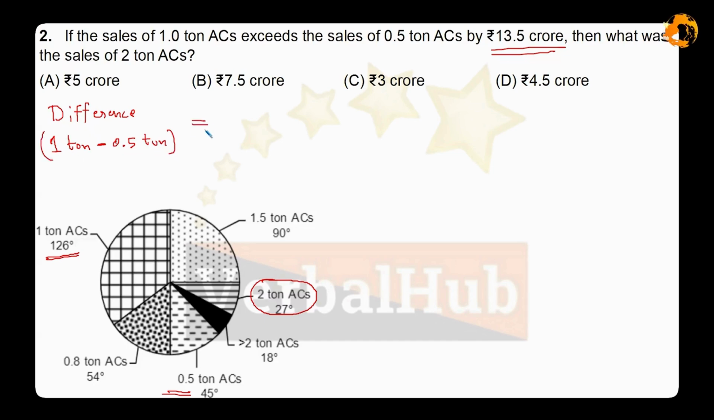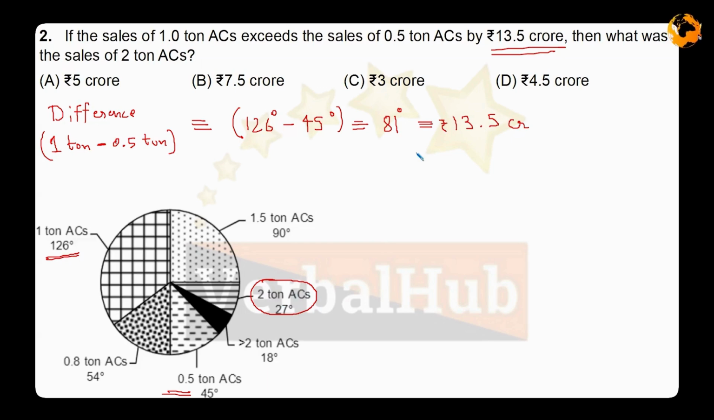So in degree terms, that difference is 126 degrees minus 45 degrees. 126 minus 45, 81. Right. So the sales, which is represented by an 81 degree angle, is equivalent to a 13.5 crore rupees value. So if this is 13.5 crores, what is the value represented by 2 ton ACs, which are equivalent to 27 degrees? The answer is now in front of us.